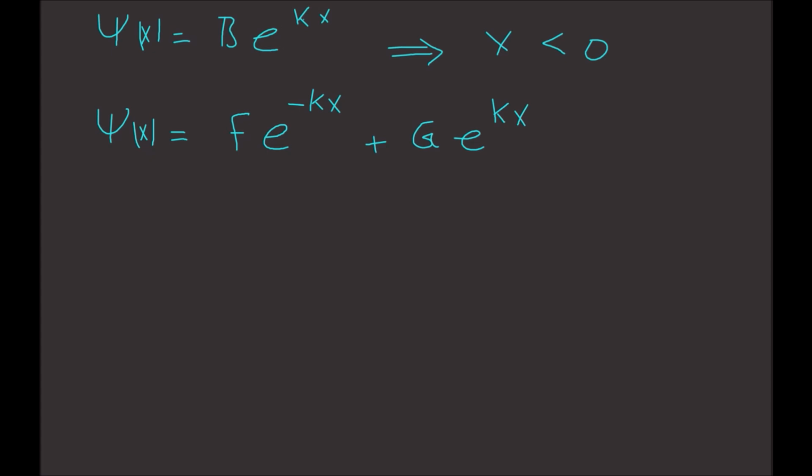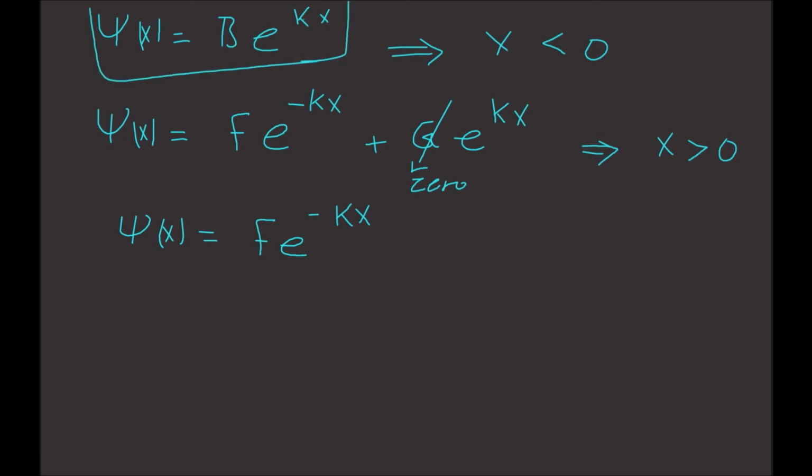But again, this here is when x is greater than 0. So this term here blows up at x equal to infinity. So we have to set g equal to 0, which leaves us with the solution psi of x equals f times e to the minus kx. Right, so now we have two solutions, this one and this one, for both regions where x is negative and where x is positive.